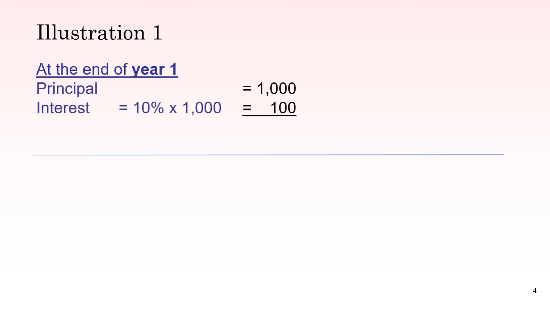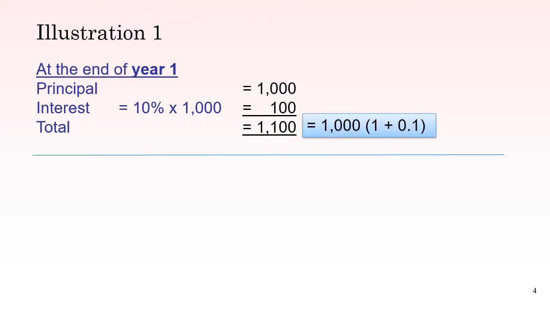At the end of year 1, the principal is 1,000. The interest earned for year 1 is 10% times 1,000 equals 100. It adds up to a total of 1.1k. So the formula can be written as 1,000 times bracket 1 plus 0.1.